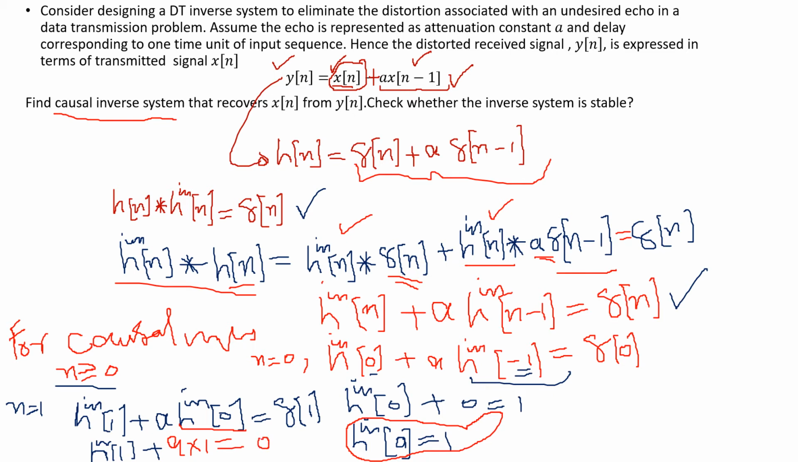You understand why it will be 0? Because impulse has value 1 only when its argument is 0. Impulse has value 0 when its argument is non-zero. So because it's non-zero, it's equal to 0, so that means h inverse of 1 will be equal to a into 1, which is a, and if I shift this one, I will say h inverse of 1 equals minus a.